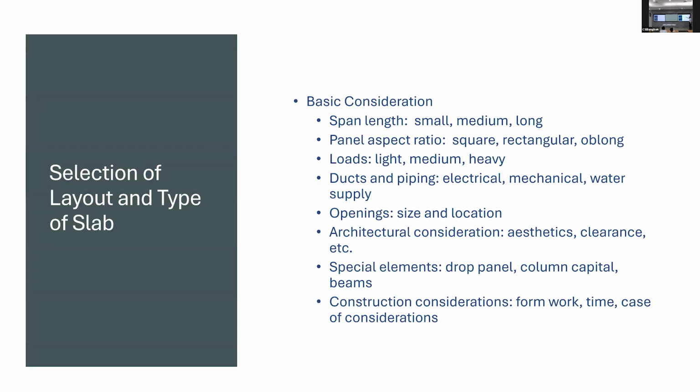But the main thing is span length. As a basic consideration, we have to look at the span length, whether it is small, medium, or long. Aspect ratio: square, rectangular, oblong. Loads: light, medium, or heavy. We have ducts and piping, electrical, mechanical, water supply, openings, size and location, architectural considerations, aesthetics, clearance, special elements, drop panels, column capitals allowed or not, construction considerations, formwork, time, and ease of construction. So this is the list of things you need to make into a checklist before you choose. This is the input data for your system selection.